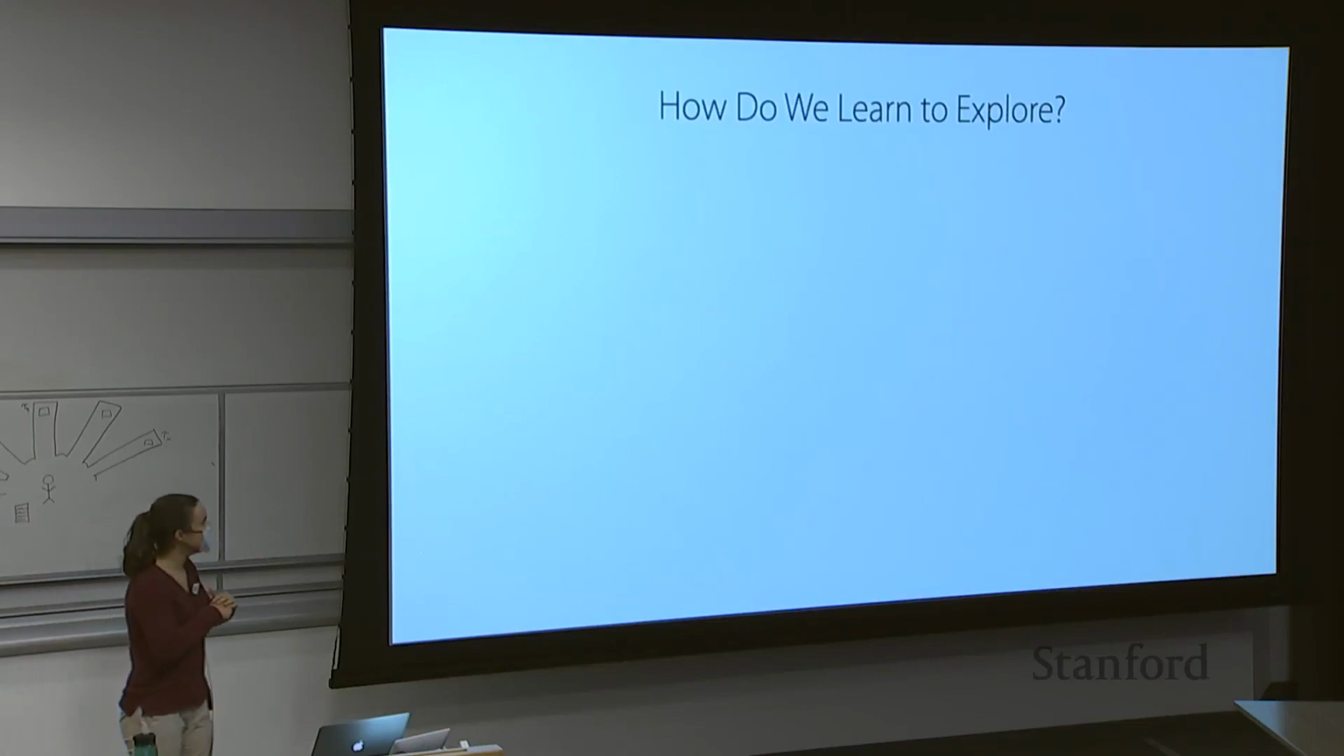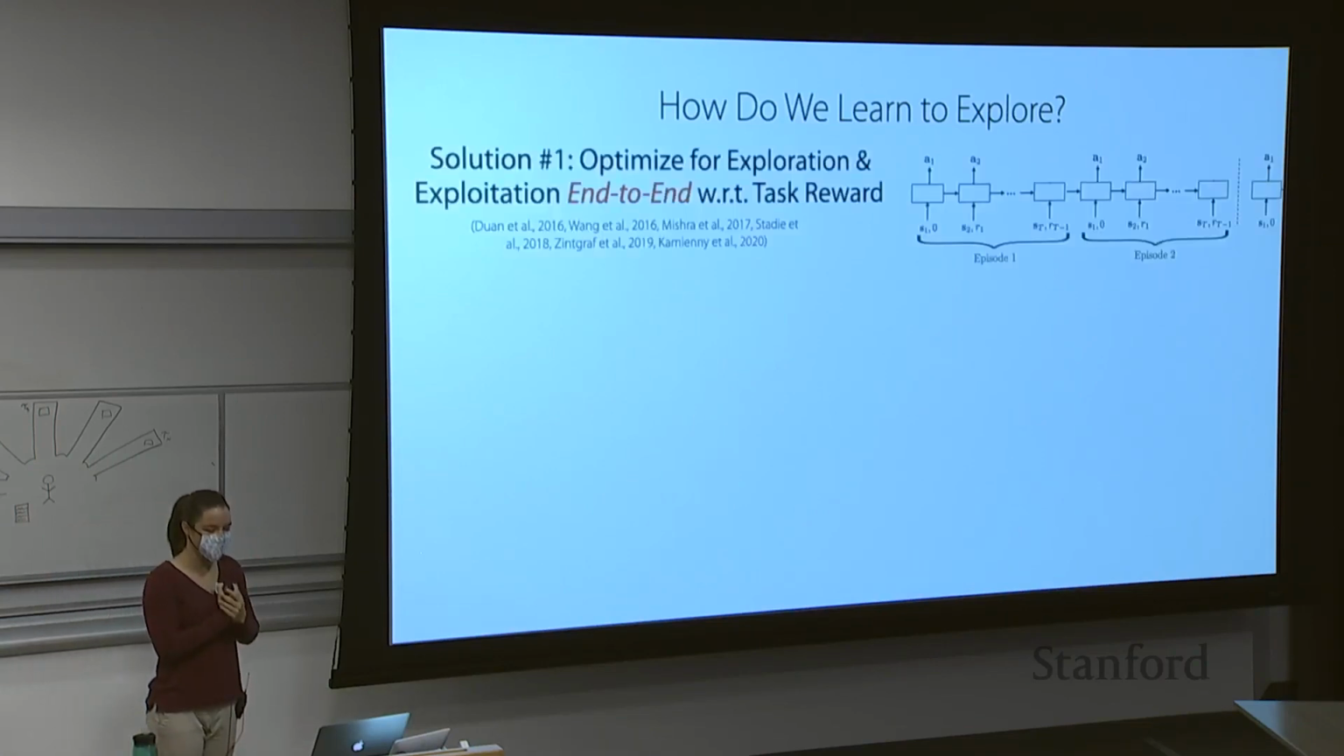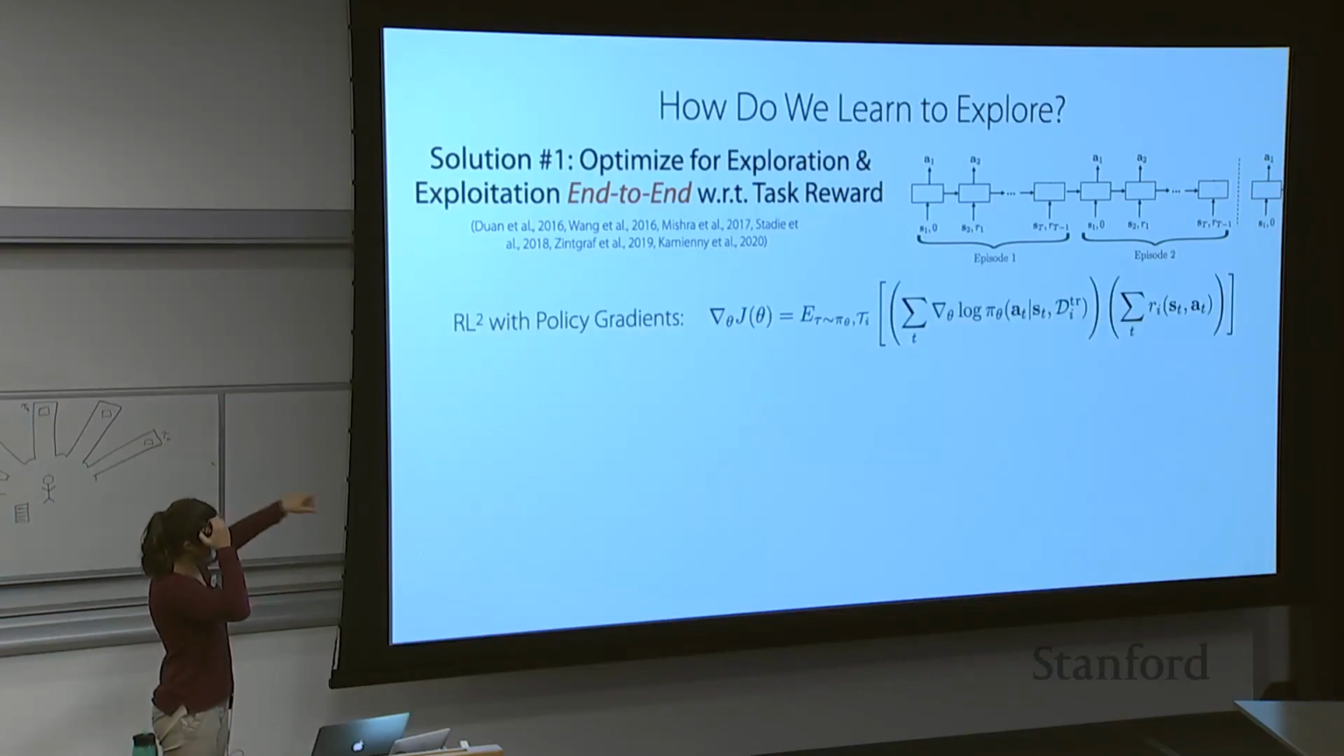So now the first approach for learning how to explore is just to try to optimize for exploration and task execution end-to-end with respect to the reward of solving the task. This is essentially what we saw in the lecture on Monday, where we trained a big recurrent neural network to be able to do both exploration and execution for the task. And we could train it with something like Q-learning or something like policy gradients. If we train it with policy gradients, we'll get an objective that looks something like this.